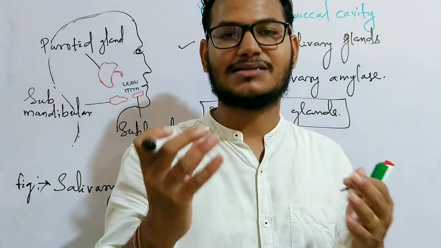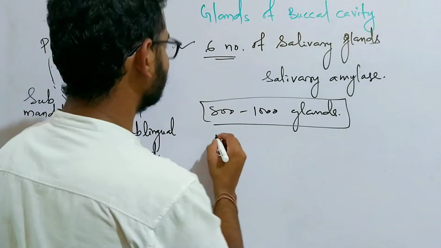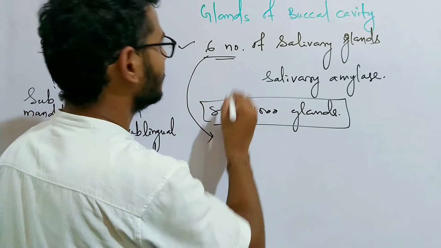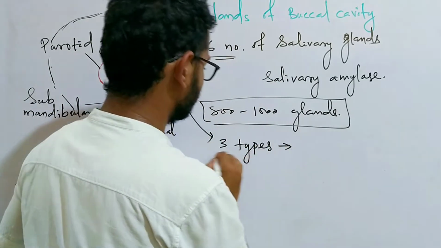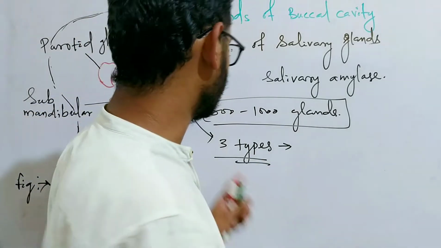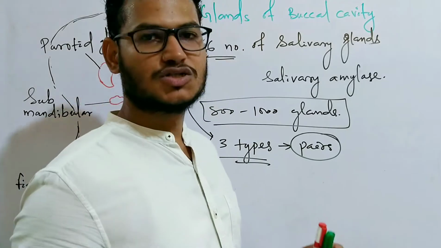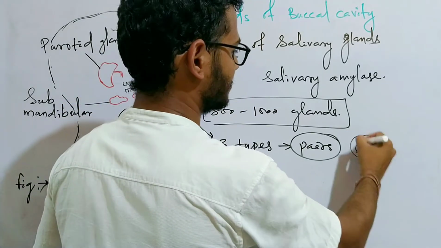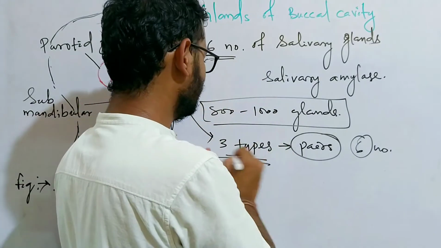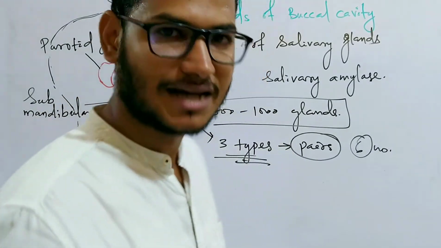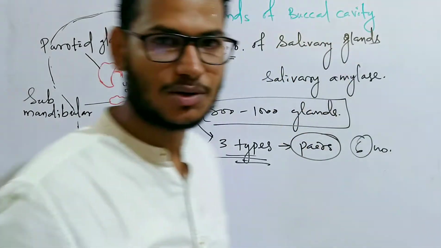If we go by larger size, the larger glands are 6 in number and of 3 types. These 6 glands are of 3 types, meaning all of these types are present in pairs, so that it makes 6 glands. So what are the 3 types of glands present in the buccal cavity? Yes, 3 types of salivary glands are present in our buccal cavity.